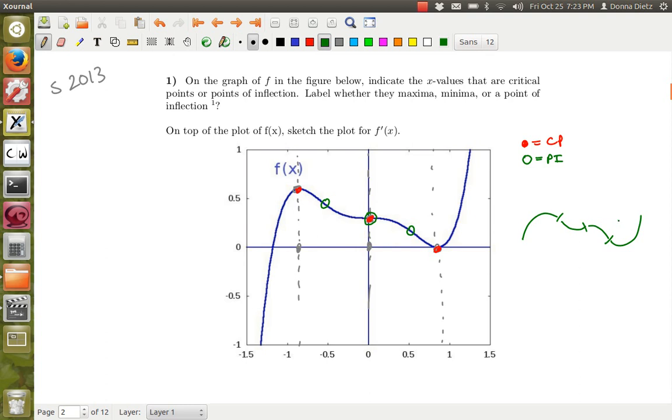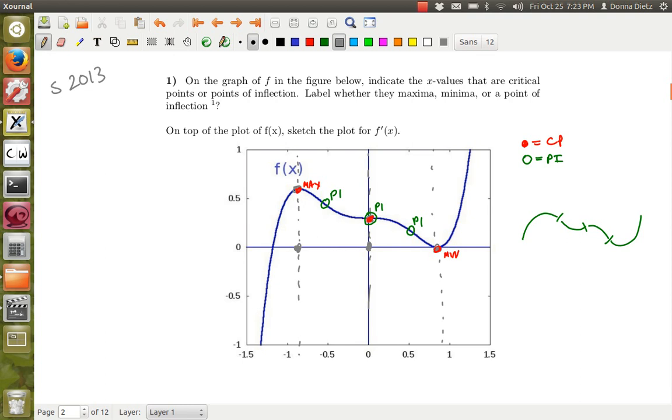Okay, so let's see, we want to label whether they're max, min. It's a local min, not the absolute min, point of inflection, point of inflection, point of inflection. That's what they are. Okay. Then on top of the plot of f of x, plot f prime of x. So at all these critical points, we have assurance that we're going to be on the axis for f prime.